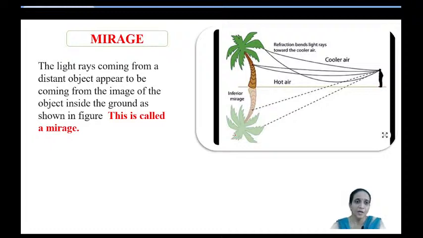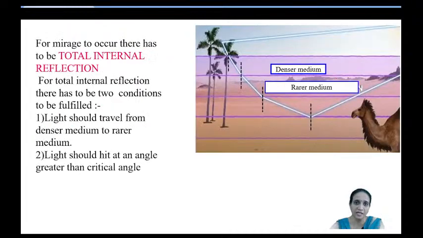The light rays coming from a distant object appear to be coming from the image of that object inside the ground, as shown in the figure. This is called a mirage. Over here you will see the object is a tree, correct? And you can see over here the image is formed, correct? The rays from this image reach the observer. Let us try to understand it in detail.